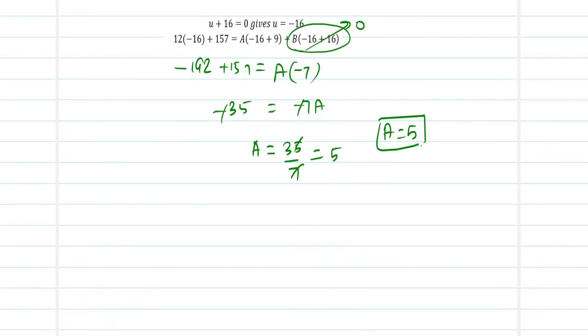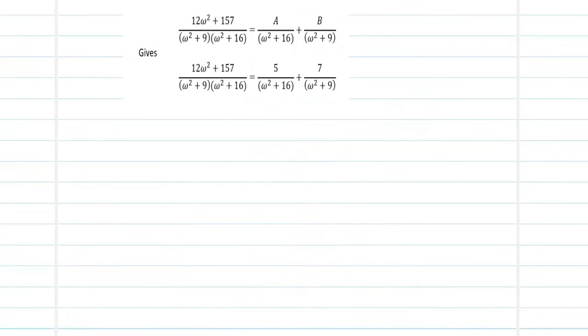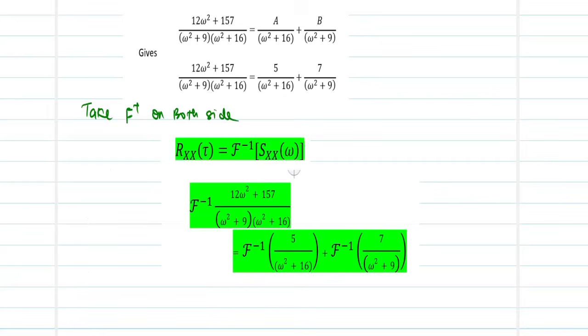What we obtained for the value of A is 5 and B is 7. So put it back in the partial fraction. You have 5 divided by omega square plus 16 plus 7 divided by omega square plus 9. Now take inverse Fourier transform on both sides, which means I am operating F inverse on both sides.